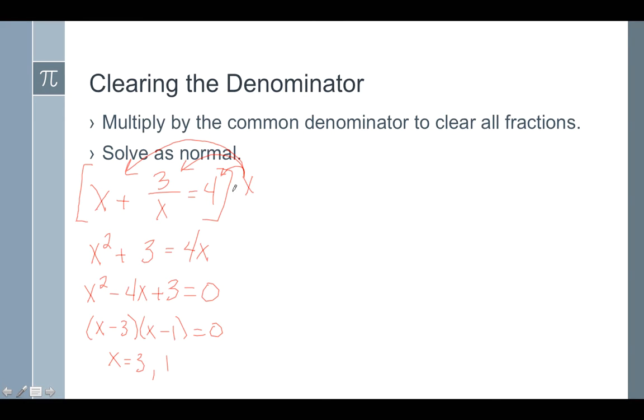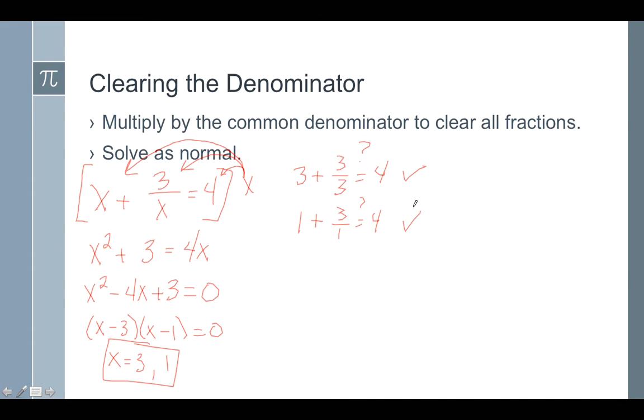Now, you should probably double check, make sure both of these answers work. So if I plug in a 3, I get 3 plus 3 over 3. Does that equal 4? Of course it does. 3 over 3 is 1. And if I try the 1, I get 1 plus 3 over 1. Does that equal 4? Yes, of course. Therefore, our two answers are 3 and 1. All right? But really, the big thing came down to multiplying by this x in order to cancel all of our fractions.